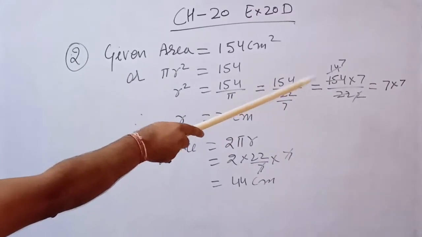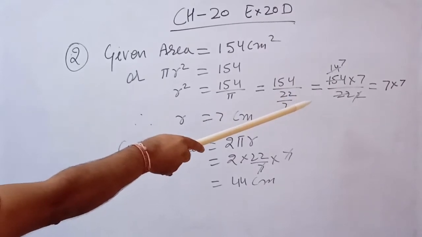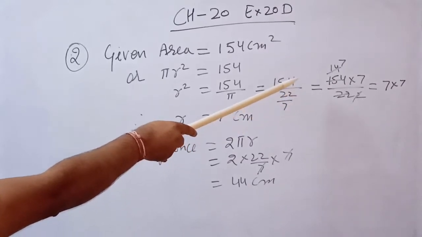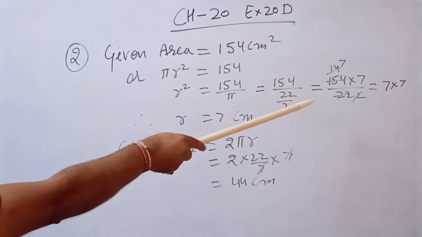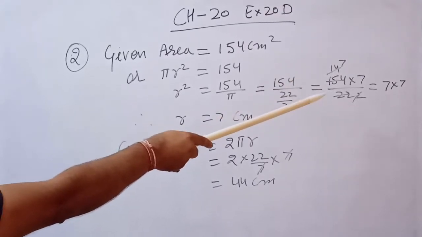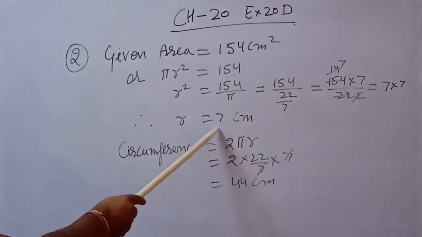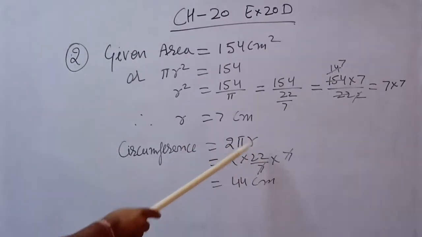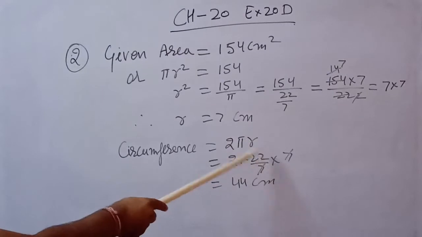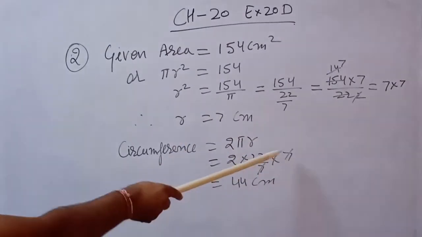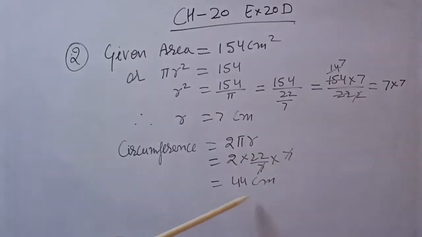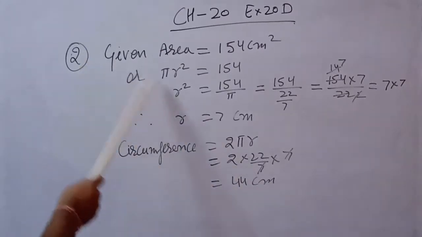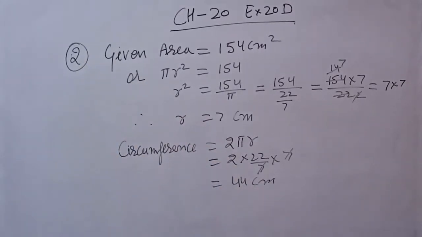So 154 into 7/22. Now 11 twos are 22, 11 fourteens are 154. 2 sevens are 14, so we will get 7 into 7. So r equals 7 centimeter. Now circumference equals 2 pi r. 2 into 22/7, r we got 7, 7 and 7 cancel. 2 into 22, that is 44 centimeter. So in that manner you will do sum number 2.